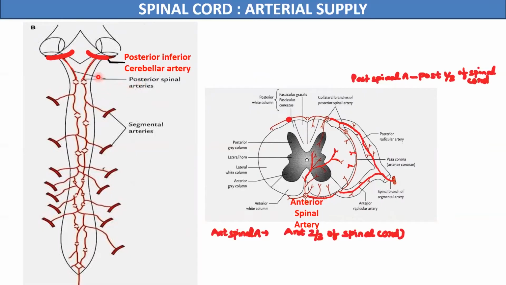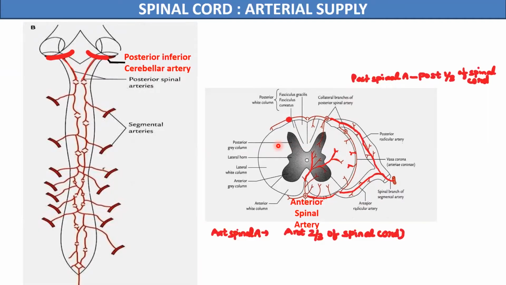The posterior spinal arteries run along the posterolateral sulcus of the spinal cord, and each posterior spinal artery, along the dorsal nerve root, divides into a medial and a lateral collateral branch to supply the spinal cord on the posterior surface. The posterior spinal artery supplies the posterior one-third of the spinal cord. So this is the second set of arteries, the posterior spinal artery, a branch from the posterior inferior cerebellar artery, and it supplies the posterior one-third of the spinal cord.